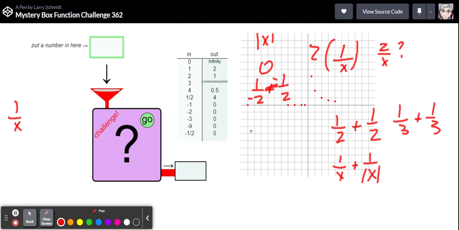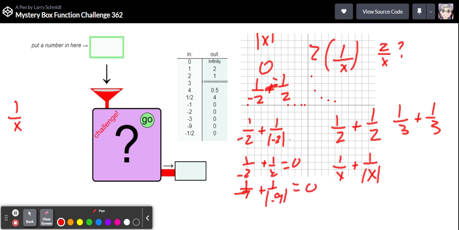On this side, if you had a -2, you're putting 1 over -2 plus 1 over the absolute value of -2, and that's 1 over -2 plus 1 over 2. That's going to be 0. And that pattern is going to hold for every number. If you have 1 over -9 plus 1 over the absolute value of -9, that's still going to equal 0, and it would make this be 0 the whole way. So that's what I think we have going on here.